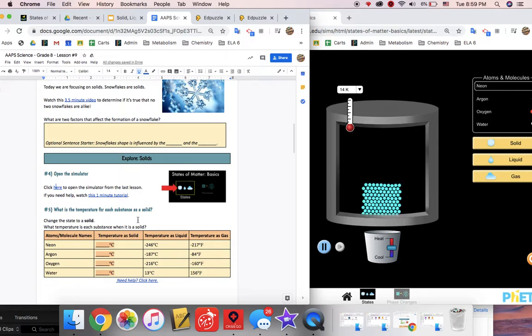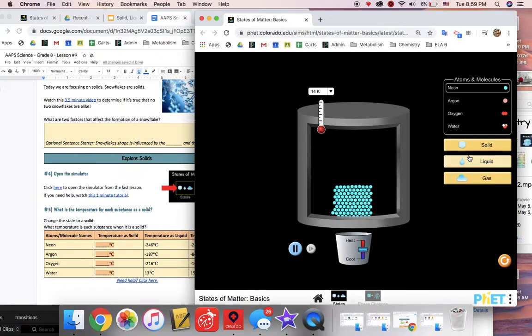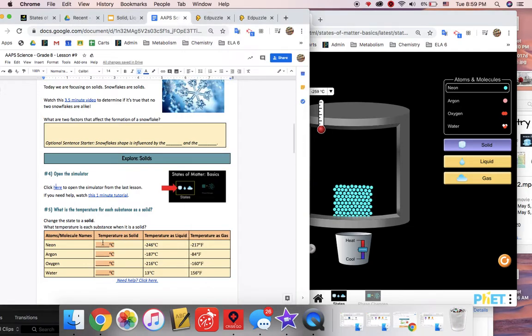The first thing we need to do is find the temperature of each substance when it's a solid. Let's start with neon. Here I have neon. I'm going to make sure it's a solid. I'm going to click on degrees Celsius. The temperature when neon is a solid is negative 259 degrees Celsius. You should write that here.